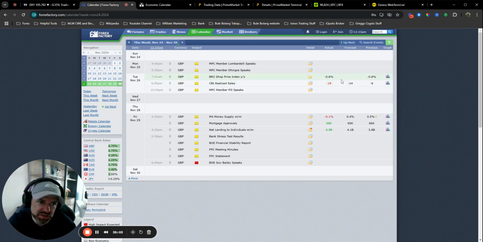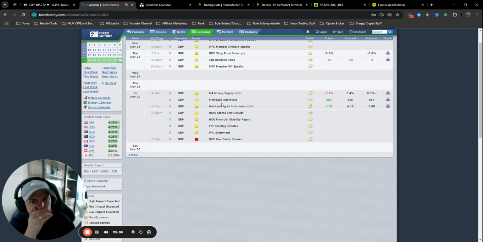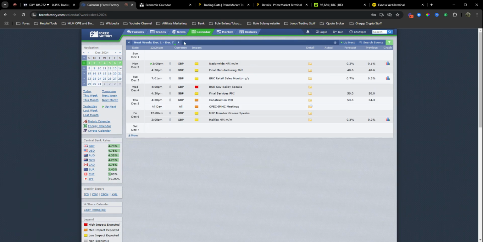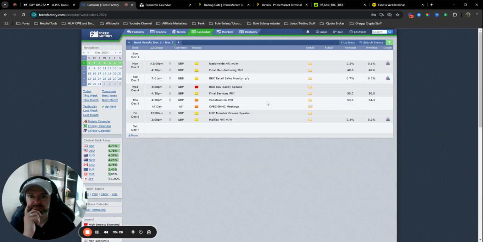BSE Shop Index, not good. CBI realised sales, not good. M4 money supply, month on month, not good. Mortgage approvals, good. Net lending to individuals is up, so that's good. Net lending is up. This is negative news, but it's still not quite enough to make the pound weak as yet, guys, okay? We'd need to see far more numbers.